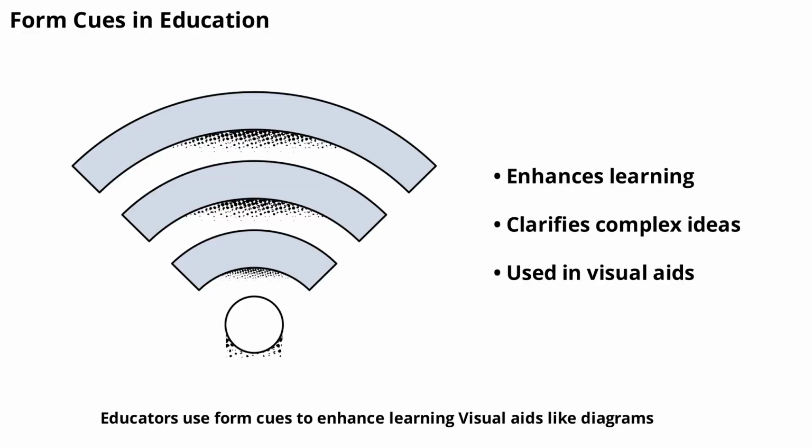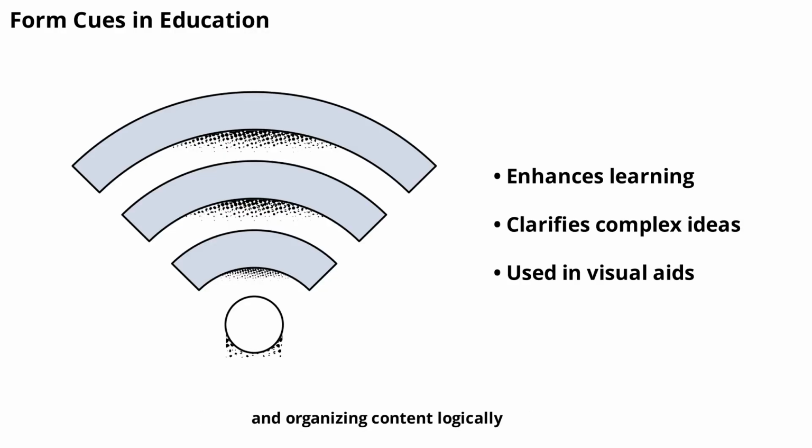Educators use form cues to enhance learning. Visual aids like diagrams, charts, and models rely on clear form cues to convey information. By highlighting edges, using contrasting colors, and organizing content logically, teachers make complex ideas easier to understand. This approach is especially helpful in subjects like science, math, and geography.